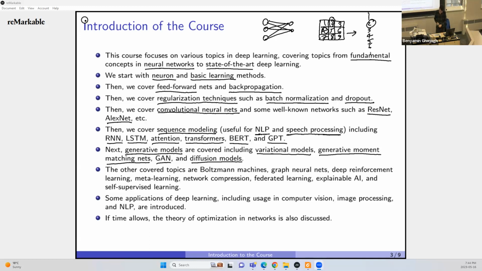Okay, we also will cover Boltzmann machines, graph neural networks, deep reinforcement learning, meta learning, network compression, federated learning, explainable AI, and self-supervised learning. So let me briefly talk about these things. So Boltzmann machines. I also said that in the other course briefly, but let me explain a bit.